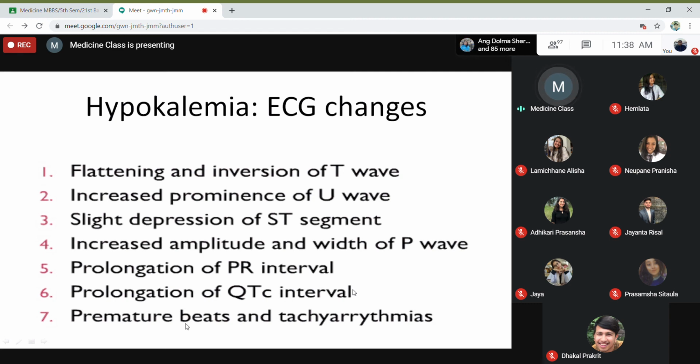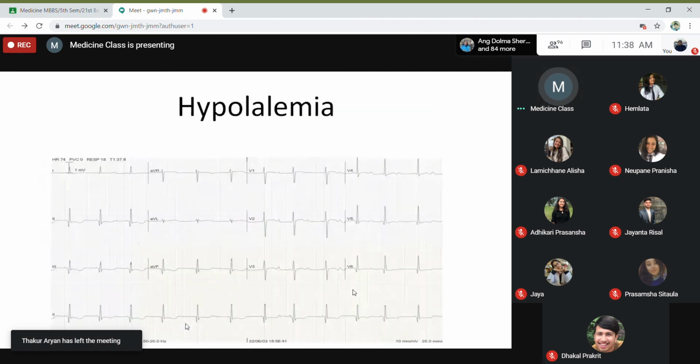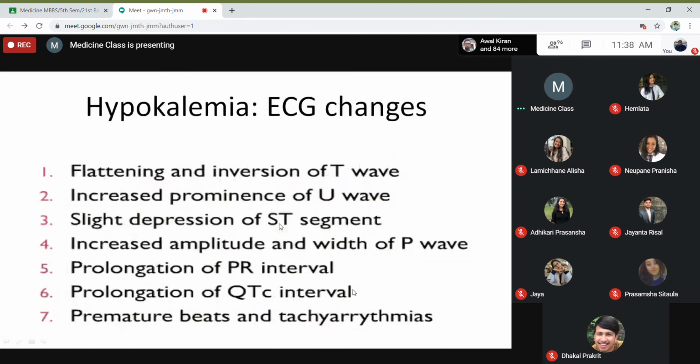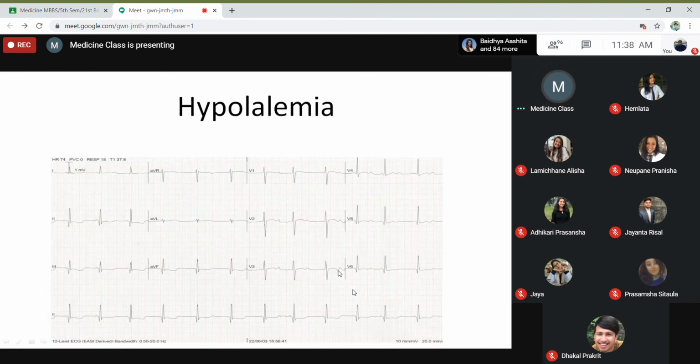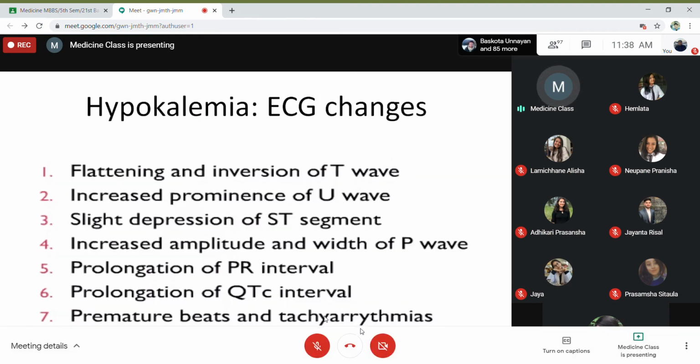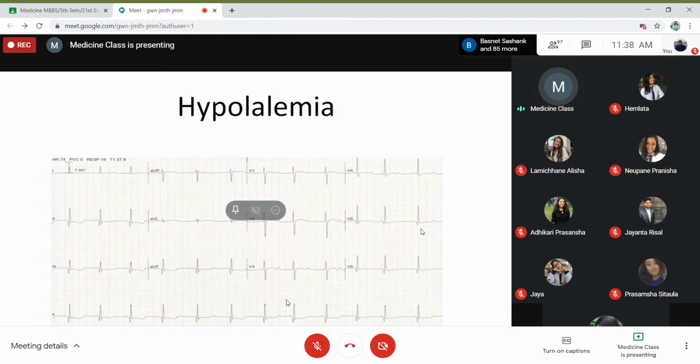So in hypokalemia, you will have flattening like this, see, flattening and inversion of T wave. The T wave becomes smaller. And sometimes you have U wave. Here it is U wave. This one is U wave. And there will be ST segment depression, decreased amplitude, and the P wave will be more prominent.